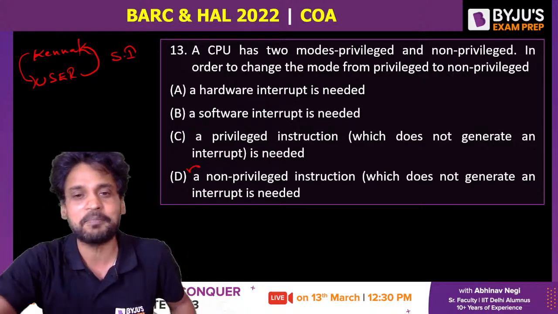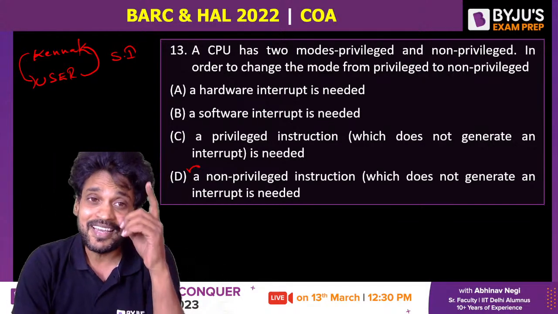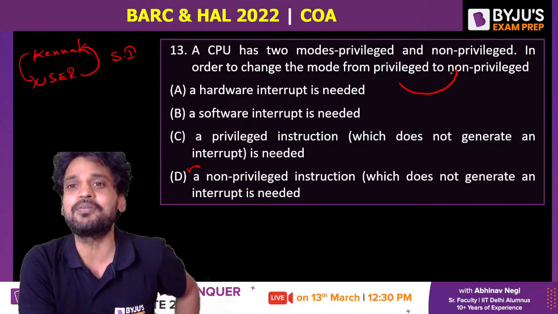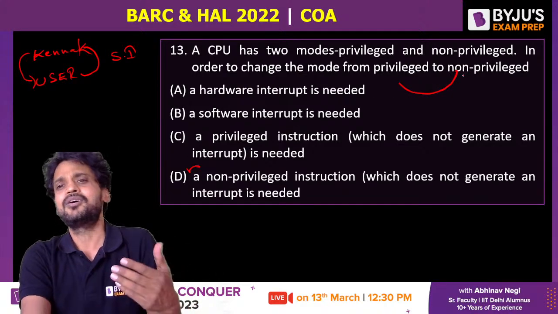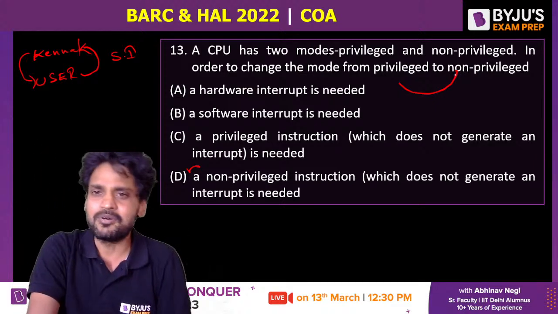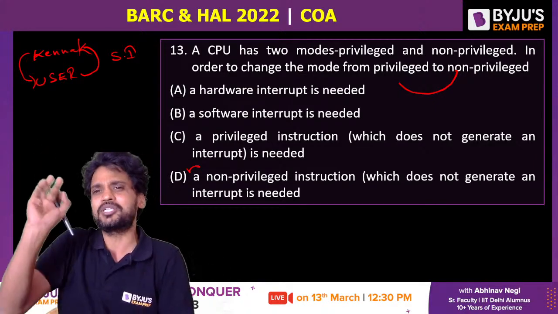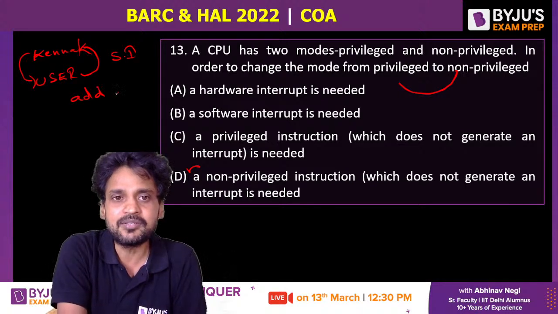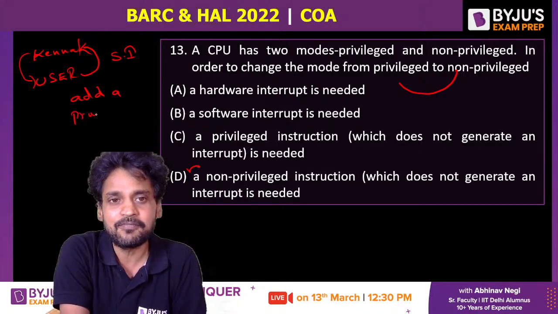I don't require an interrupt at all, because here he asked about changing the mode from privileged to non-privileged, from kernel to user mode. Any normal instruction can do it. Let us say add A. This is one instruction, after which printf.